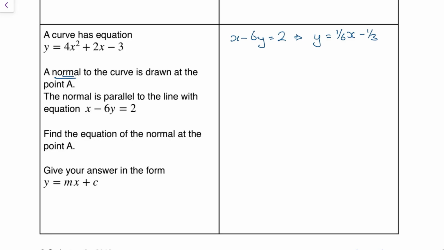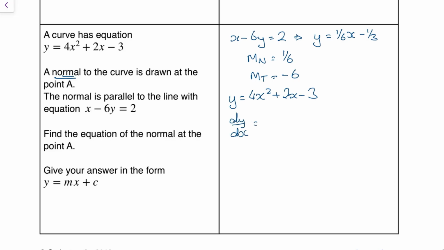I don't really care about the minus a third bit. What I do care about is the gradient of the normal is equal to a sixth, which means the gradient of the tangent, or the dy dx, is equal to minus 6. That's the bit I want to get to. Now, if I go back to my equation, y equals 4x squared plus 2x minus 3, I want to find out the gradient function.